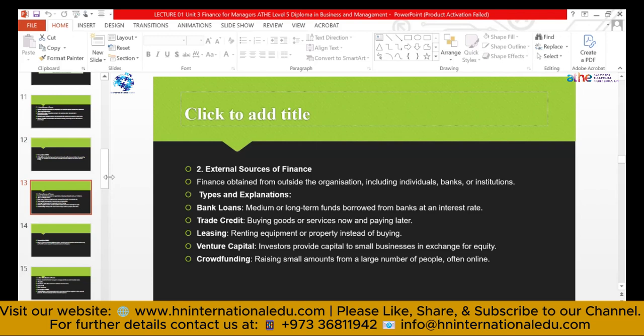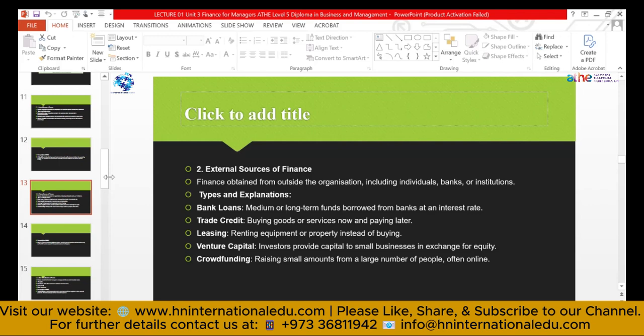Trade credit: buying goods or services now and paying later. That is the relationship of producer and supplier as well. You take the raw material, you take the goods to manufacture it into a product, but you pay them after 30 to 60 days. Leasing: renting equipment or property instead of buying. Many people do not buy the property or a workshop, they just rent it.